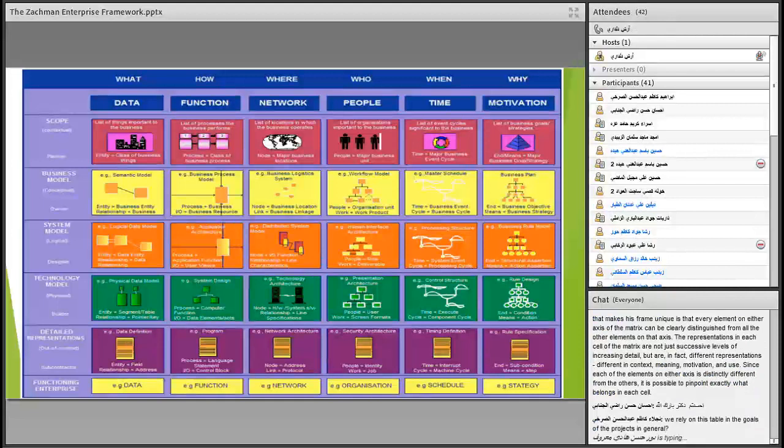We are considering different views of the enterprise. You see, there are different people in the enterprise, and different views should be considered in this framework.